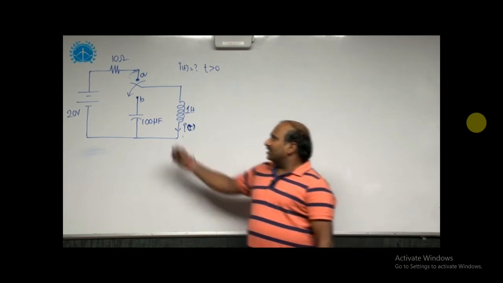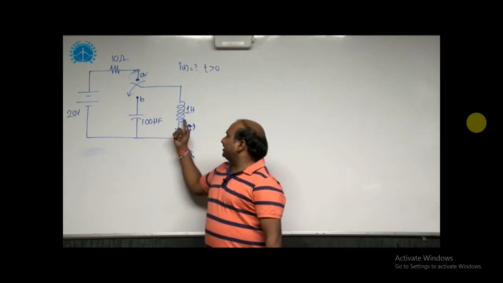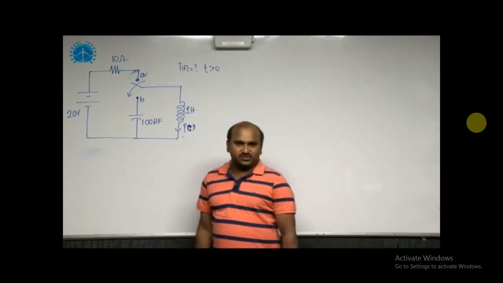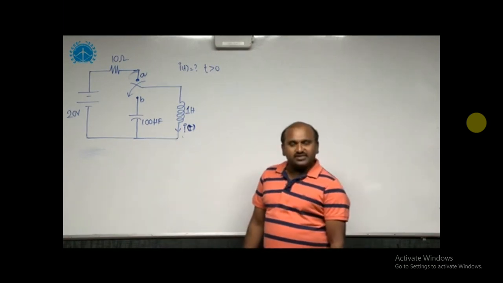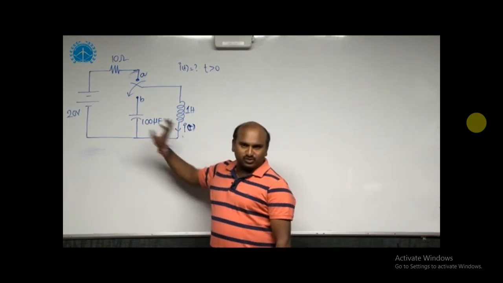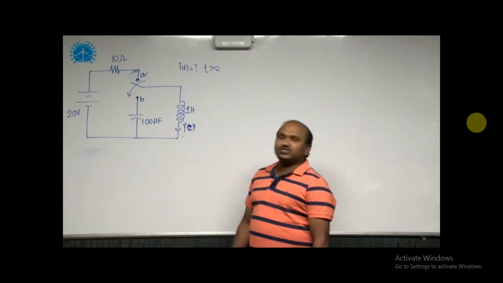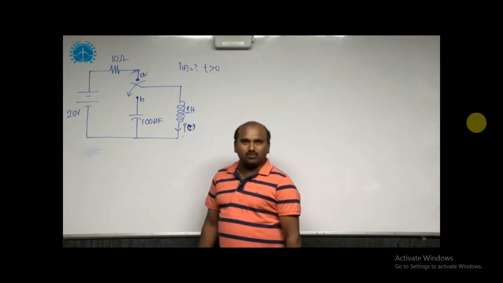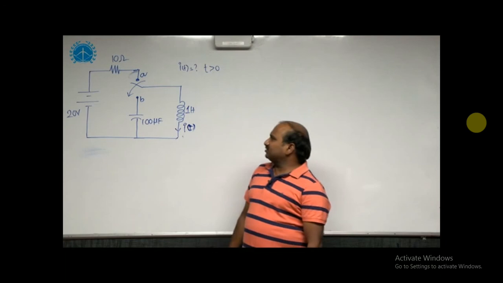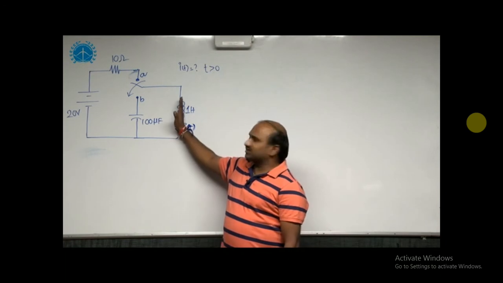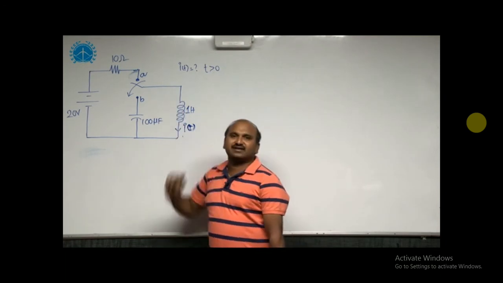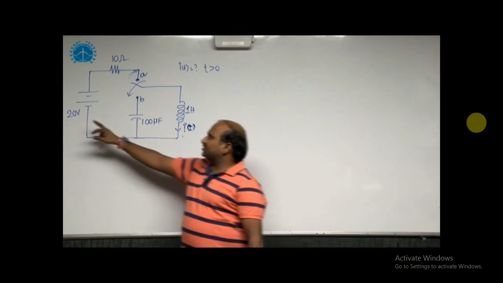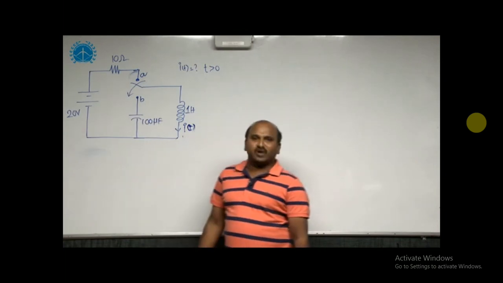When the switch position is at A, only the inductor is affected by the 20 volt source. Capacitor is not affected. That's why the initial voltage of the capacitor is equal to 0. To obtain the initial current of the inductor, we need to consider t equal to 0 minus. At t equal to 0 minus, the inductor acts as a short circuit. For DC, the inductor acts as a short circuit. The short circuit path current we can estimate, which is 20 by 10, 2 amperes.